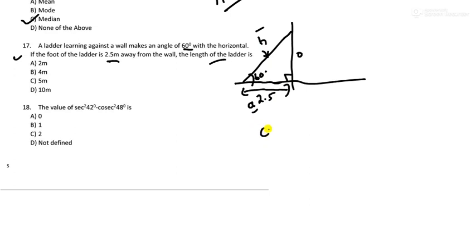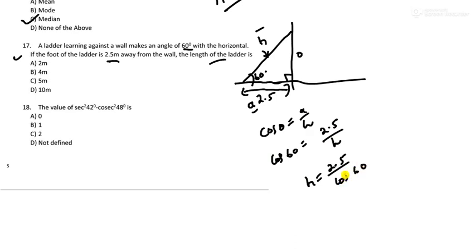So it is cos, right? Cos theta is equal to A by H. So cos 60 is equal to A, which is 2.5, divided by H. So H will be 2.5 divided by cos 60. What is cos 60? It is 1 by 2, right? So 2.5 divided by 1 by 2. So 2 will come to the numerator. It will become 2.5 into 2, which is equal to 5. So the answer is C, that is 5.